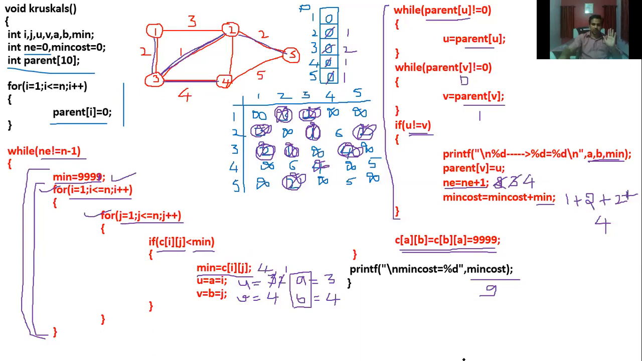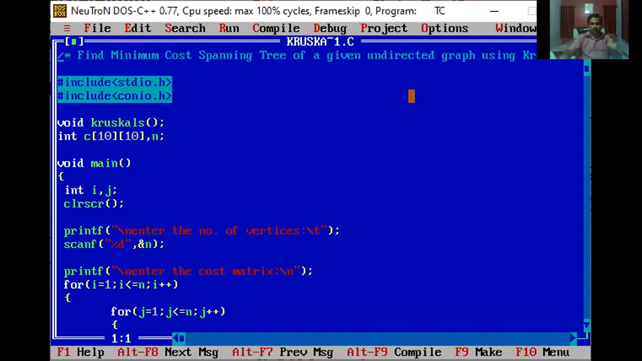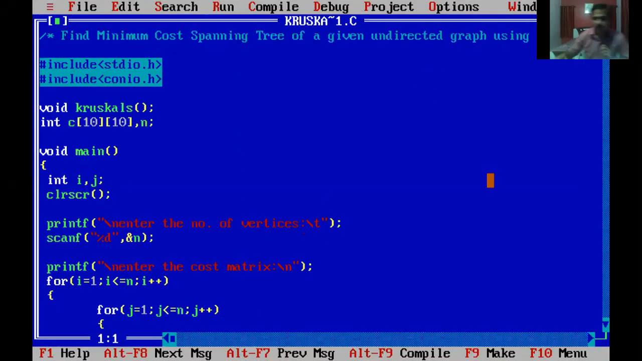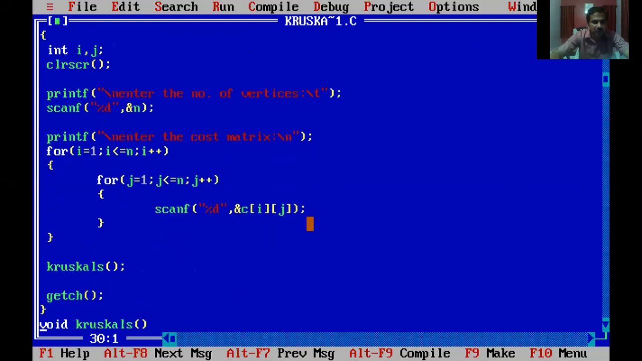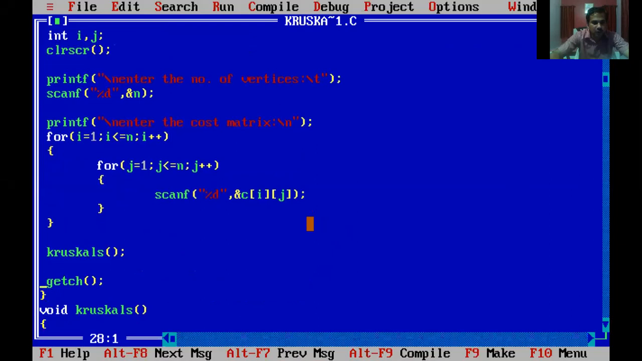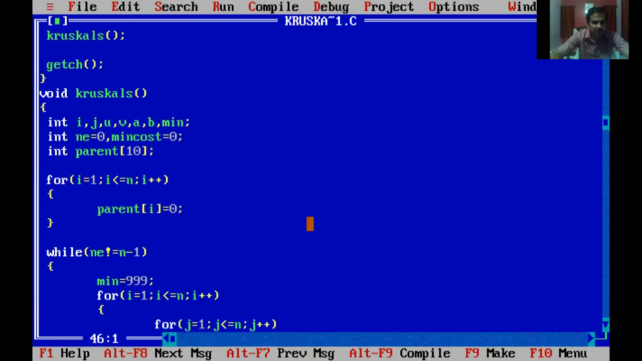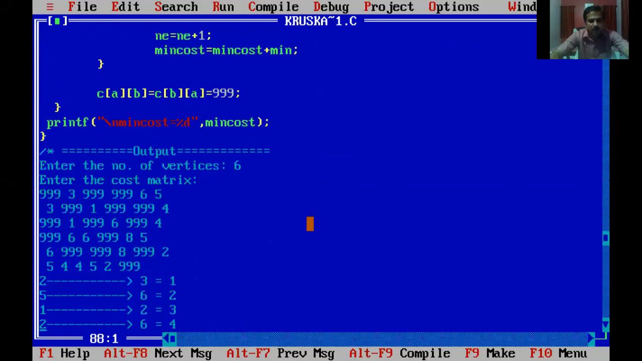So I can show you the execution of this program. Let me go back to your Turbo C. You can see over here, there's a program. I'll run the same program. Kruskal has been declared here as a function prototype. Even some variables are declared globally here. And from the main, I'm calling your Kruskal function, and whatever logic I explained, the same thing is here. I'll run this.